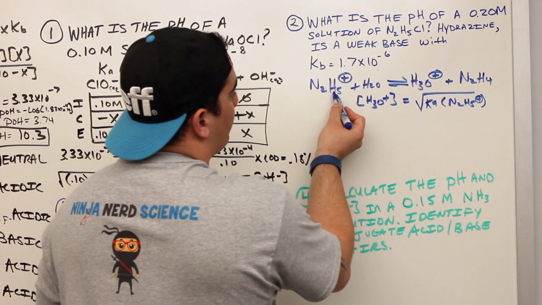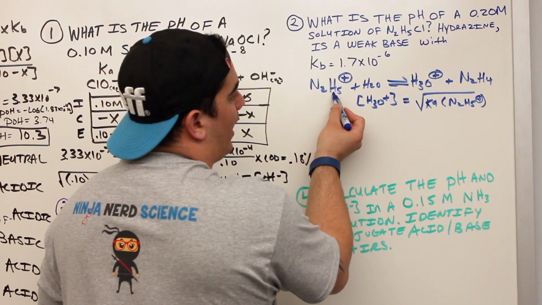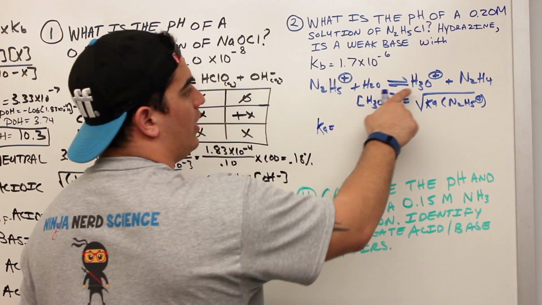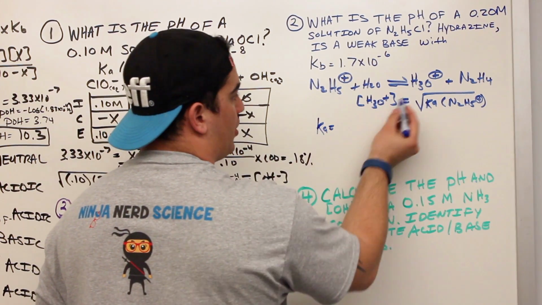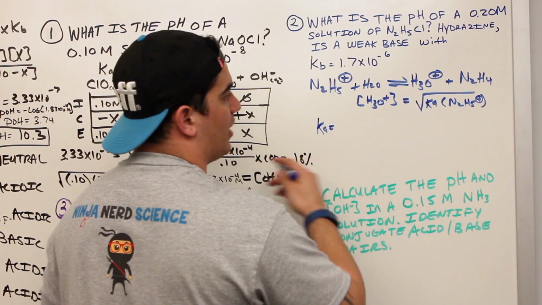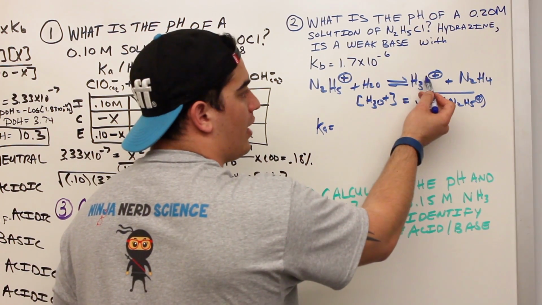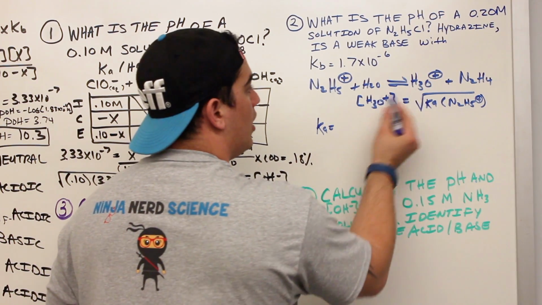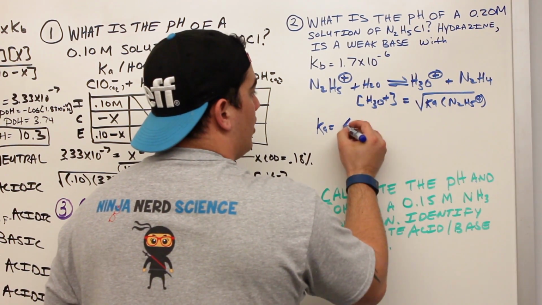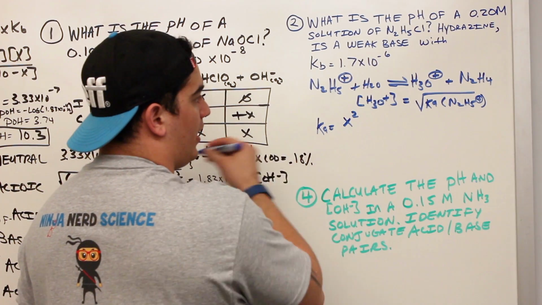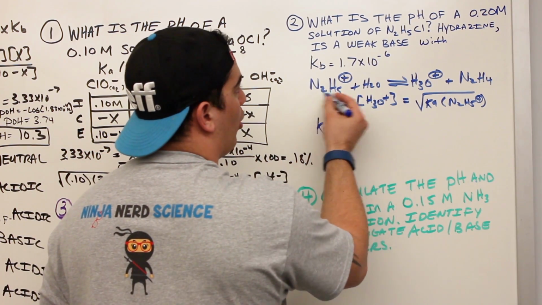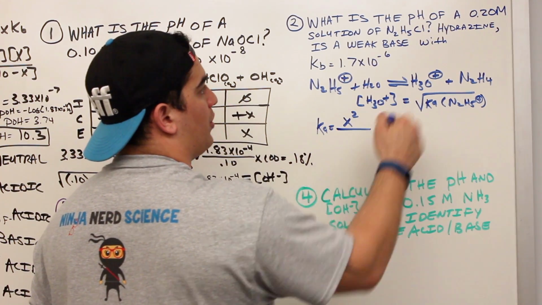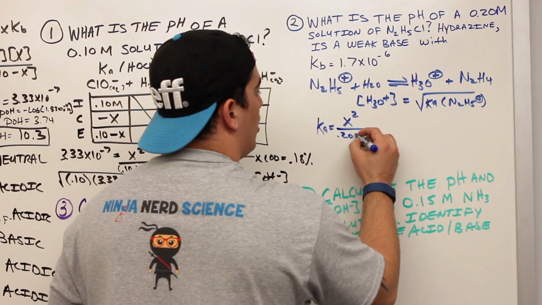What do we do then? Remember before we said that if we were to write out the whole Ka expression, the Ka is equal to the concentration of your products, which is going to be X and X, because you weren't given any initial concentration of these. You're going to get used to these problems and see that the equilibrium is just X. So X times X gives you X squared, like we did in number 1. And then we put that over the initial concentration minus the change, which is 0.20 minus X.